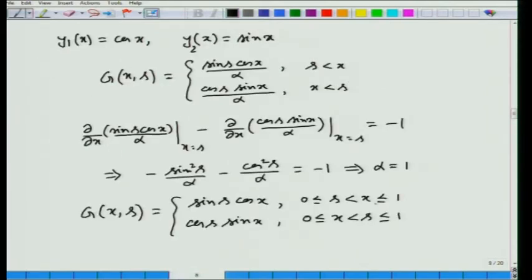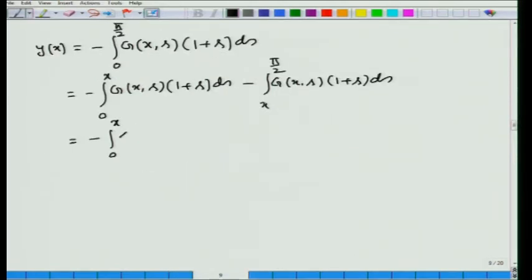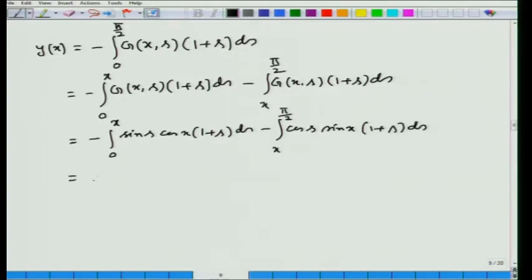So, whenever s is less than x, this is sin s cosine x. Therefore, this will be integral of sin s cosine x (1 plus s) ds minus integral from x to pi by 2 of cosine s sin x (1 plus s) ds. Using integration by parts, cosine x can be taken out of the integral, and then we use the by parts formula, considering 1 plus s as the first function u and sin s as the second function v.